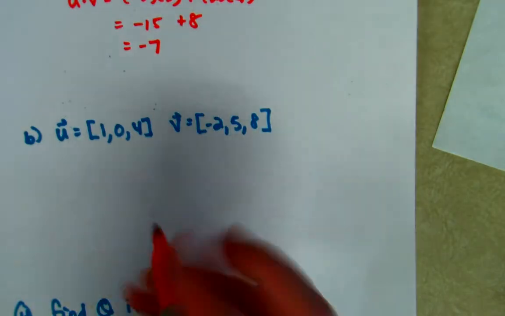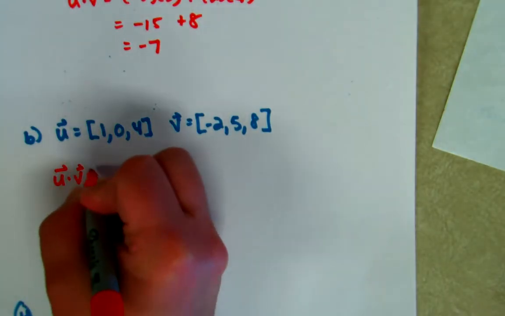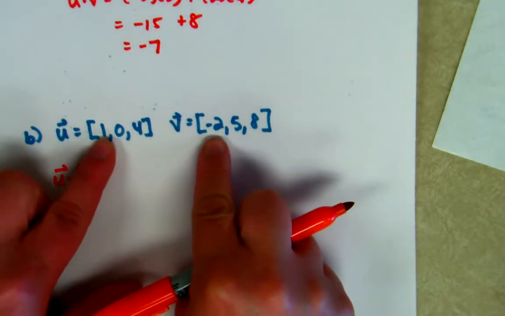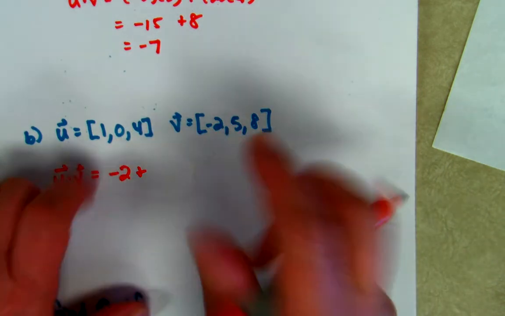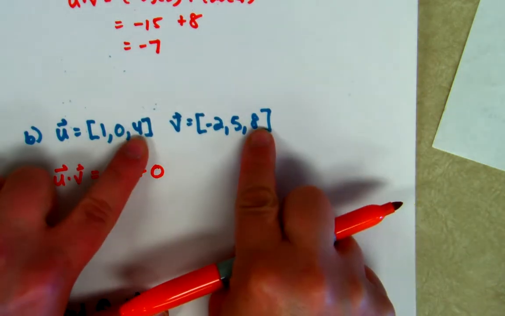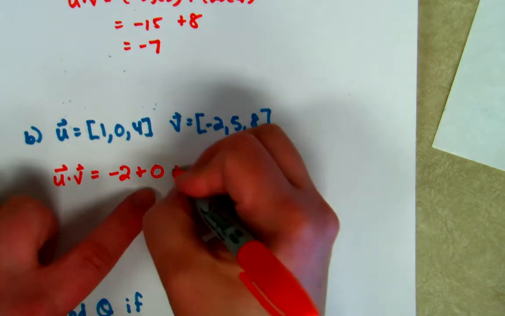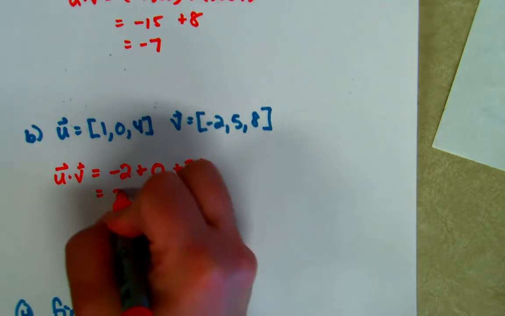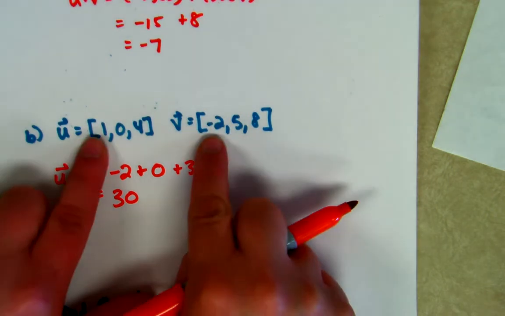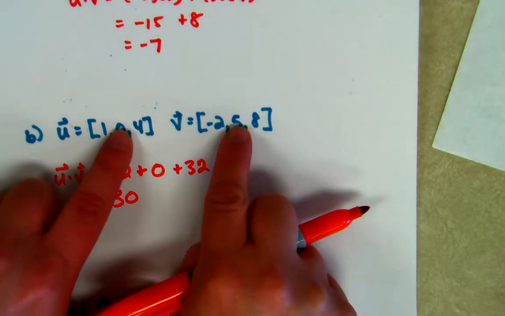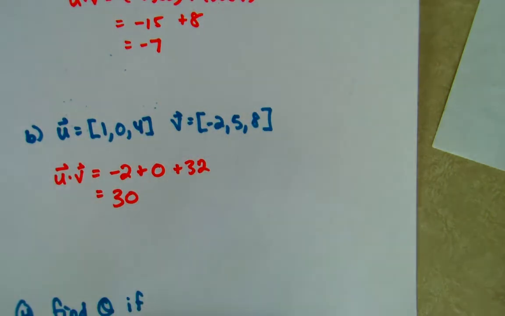This extends into 3 dimensions. But now the x's go together, so I get negative 2, plus the y's go together, that gives me 0, plus the z's go together, which gives me 32. So in this case, the dot product would end up being 30. So you multiply the corresponding coordinates, and you add your results together.